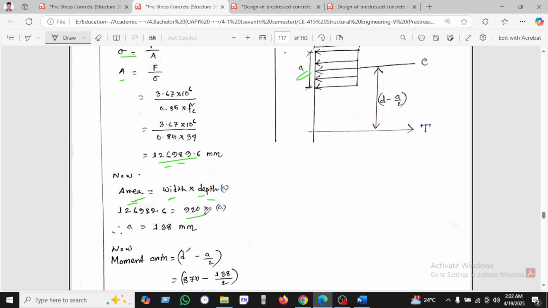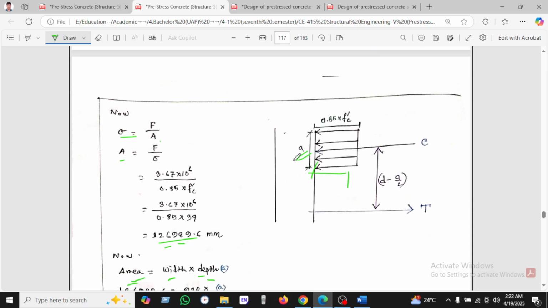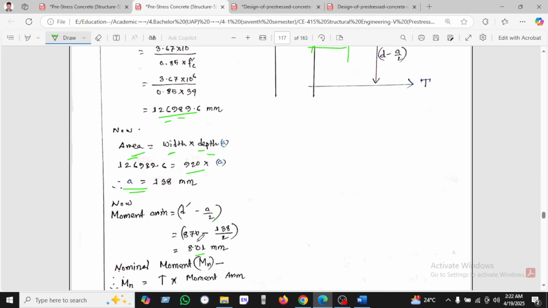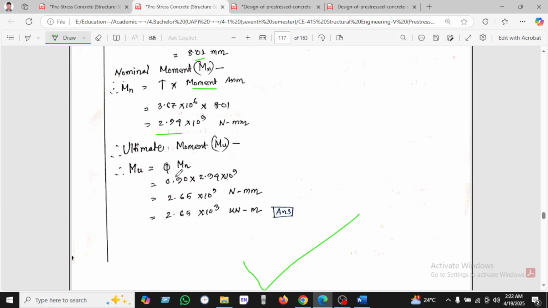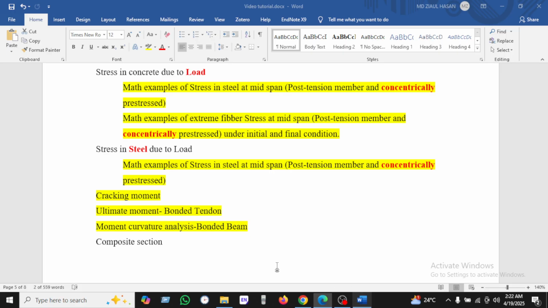The area we found is here, and the width we know is 920 in the question. These are the width, and we find this value of a. This is the value of a, which is the compression drop 137. Now moment, we can take the moment of d prime into a, and we find here the nominal moment, and find this value. For the ultimate moment, the factor 0.90 will be used, and we found this value. This is the answer. And I think the composite section is also completed.